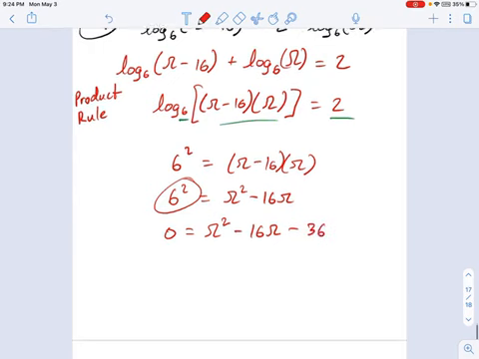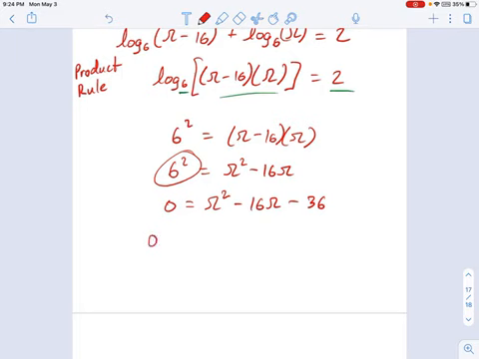Okay, well, it's a quadratic of some kind. Let's see if we can factor it. 0 equals, well, there's going to be two parentheses, and they each get an omega. And I need to figure out what numbers multiply to negative 36, but add up to negative 16. So let's think about the factors of negative 36. We've got, well, obviously negative 6 and positive 6, but those add up to 0. That's not going to work.